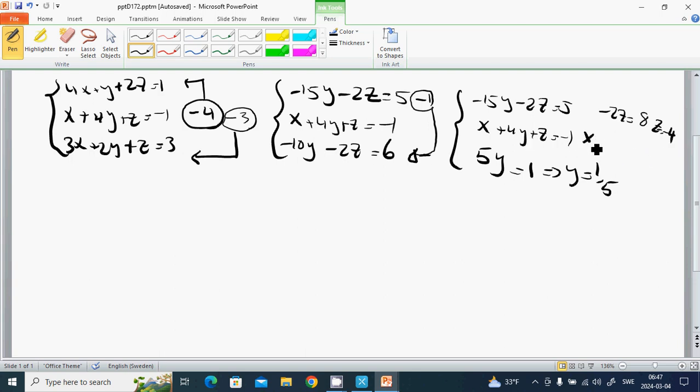x equals 1 minus 4 divided by 5 plus 4 is 15 minus 11 divided by 5. It is there to eliminate.